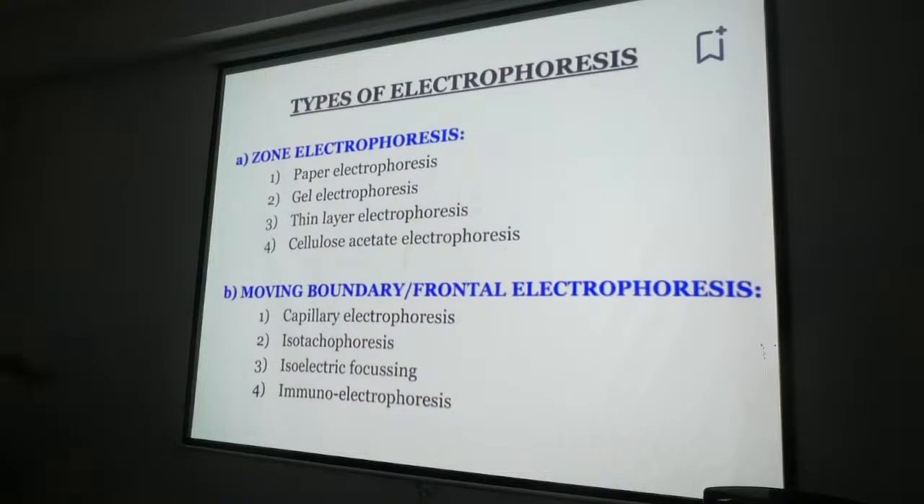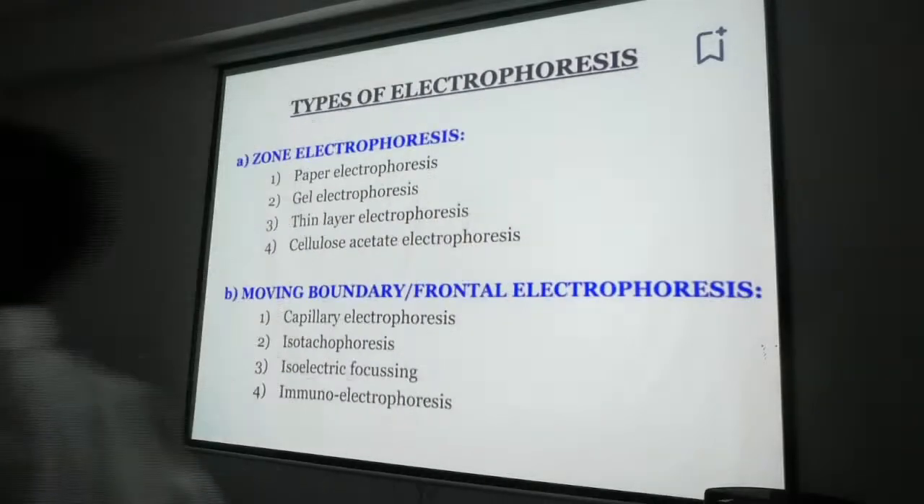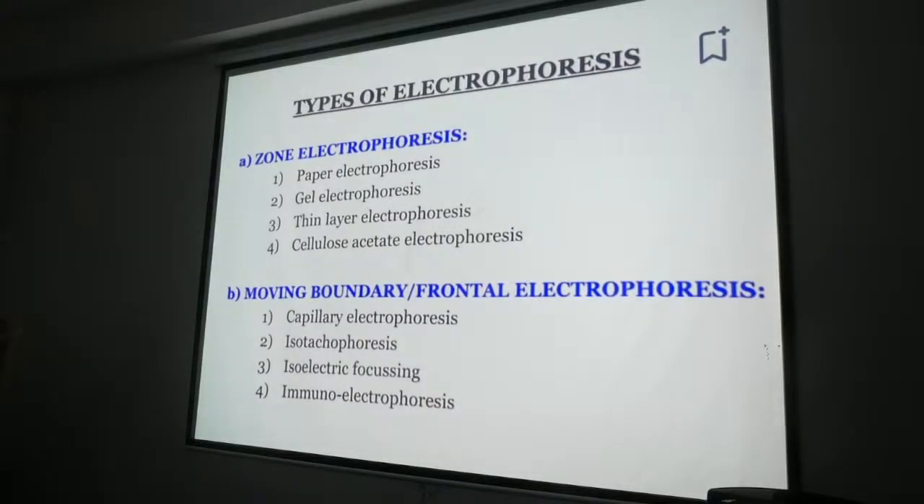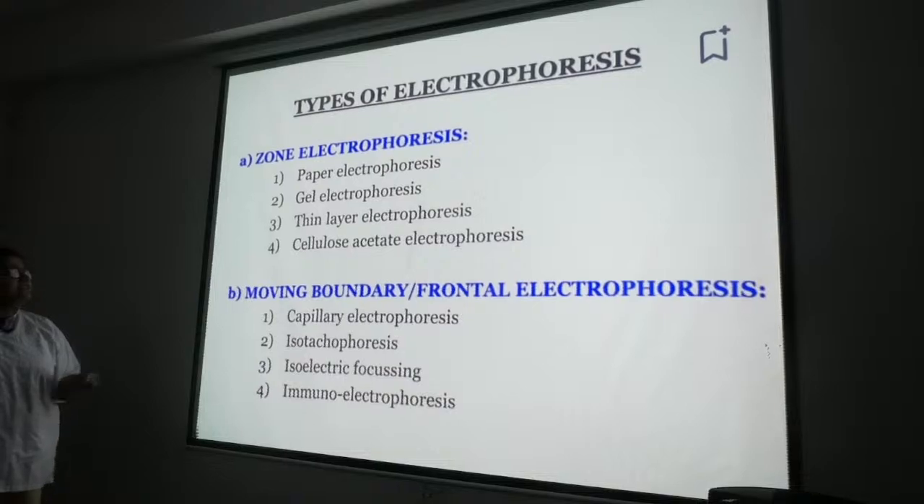Now, these are the types of electrophoresis: zone electrophoresis and moving boundary or frontal electrophoresis. Zone electrophoresis again can be divided into paper electrophoresis, gel electrophoresis, thin layer electrophoresis and cellulose acetate electrophoresis. Moving boundary or frontal electrophoresis may be capillary electrophoresis, isotachophoresis, isoelectric focusing and immunoelectrophoresis.